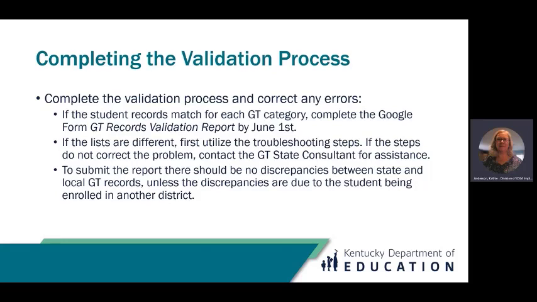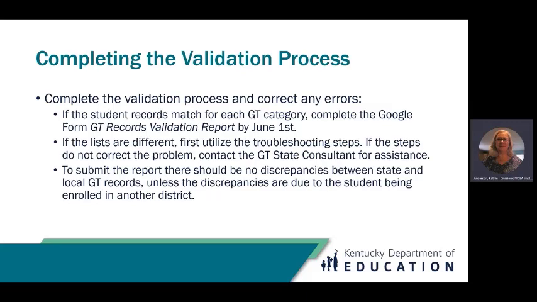Complete the validation process and correct any errors. If the student records match for each GT category, complete the Google Form GT Records Validation Report by June 1st. If the lists are different, first utilize the troubleshooting steps. If the steps do not correct the problem, contact the GT State Consultant for assistance.